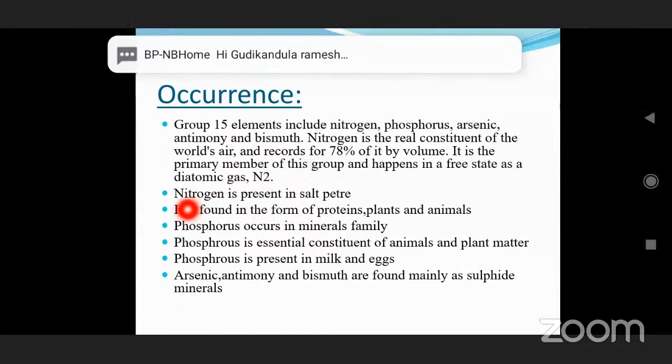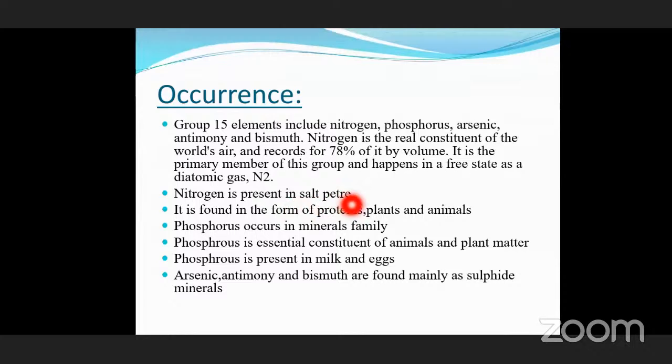Then nitrogen is present in saltpeter. It is found in the form of proteins, in plants, and in animals. That means proteins, plants, and animals all contain nitrogen derivatives. That means nitrogen plays an important role.